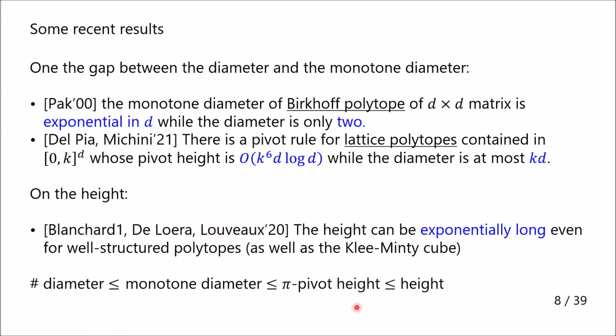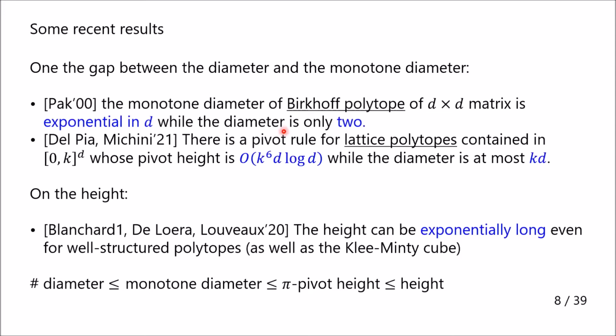Okay. Now I would like to briefly announce some recent results about the 4 indicators. First of all, it is known that there can be a significant gap between the diameter and the monotone diameter. A good example would be the Klee-Minty polytope, whose monotone diameter is exponentially long, while its diameter is only 2, as shown in this paper.